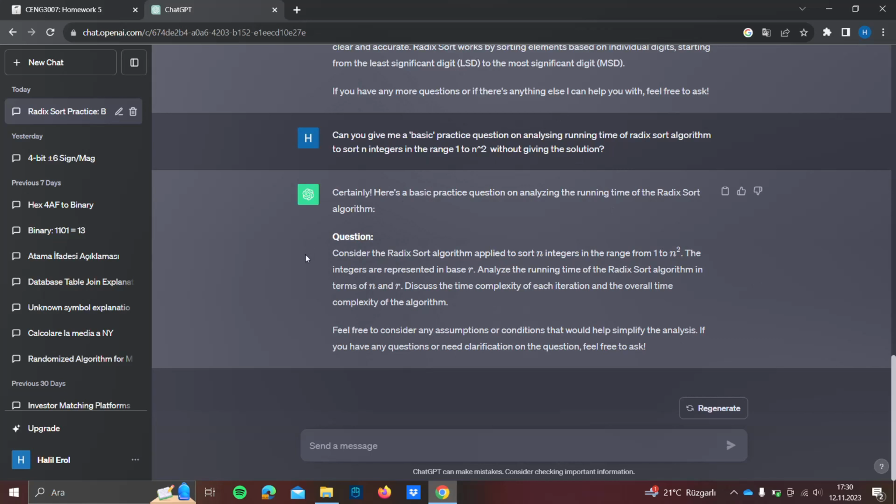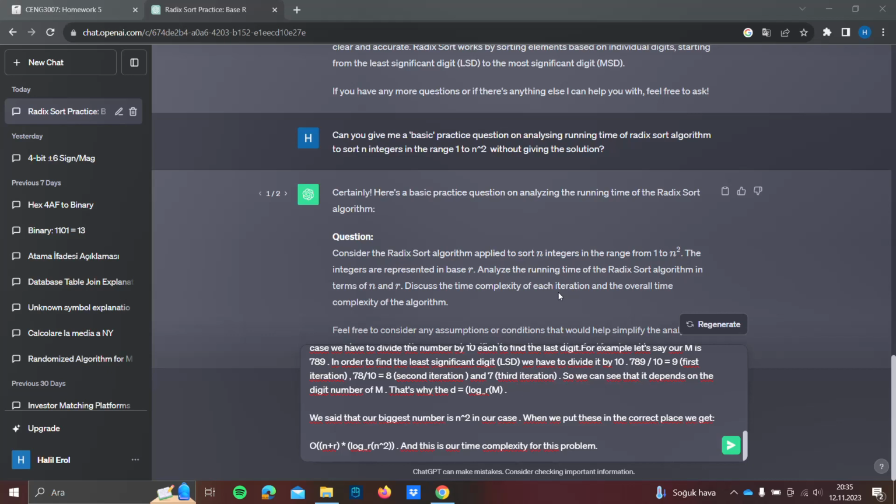Okay, so it gives me a question. The question asks me to consider a radix sort algorithm applied to sort n integers in the range of 1 to n squared, and to discuss the time complexity of each iteration and the overall time complexity of the algorithm. So I'm going to stop the video here. I will solve the question and I will come back with the answer.